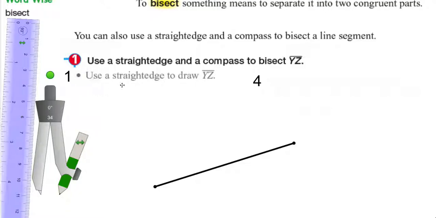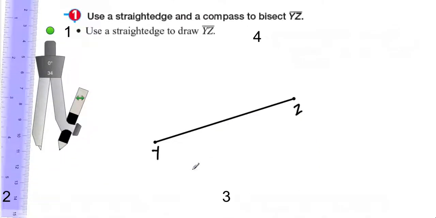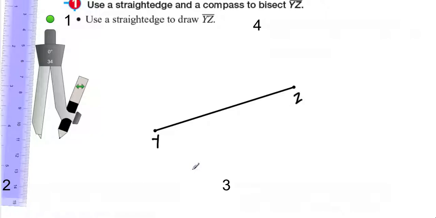Step number 1, use a straight edge to draw segment YZ. And this is our segment YZ. I drew it already. So we will name it YZ. Y on one side, Z on the other side. Okay, so that's step number 1. Any kind of segment, doesn't matter what direction it's going, for as long as it's segment YZ.